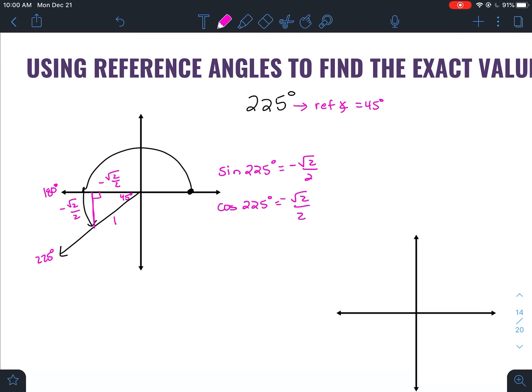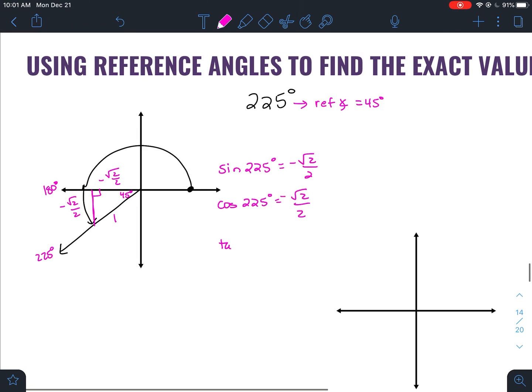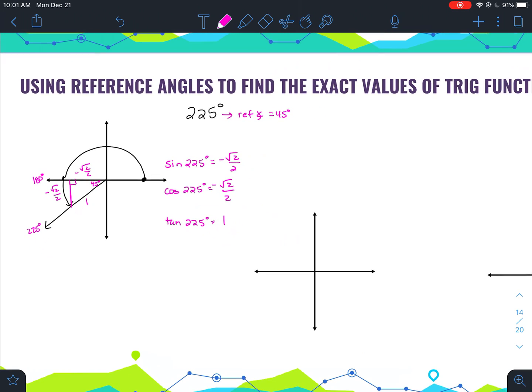If I wanted to find the cosine of 225, it'd be adjacent over hypotenuse, which would be square root 2 over 2. Oh, these are both negative, sorry, because I'm on the negative side of the x-axis and I'm on the negative side of the y-axis. If I wanted to find the tangent of 225, I would have negative over a negative, and they're the same, so it'd be positive 1. So that's how you can do it if you are in degrees.